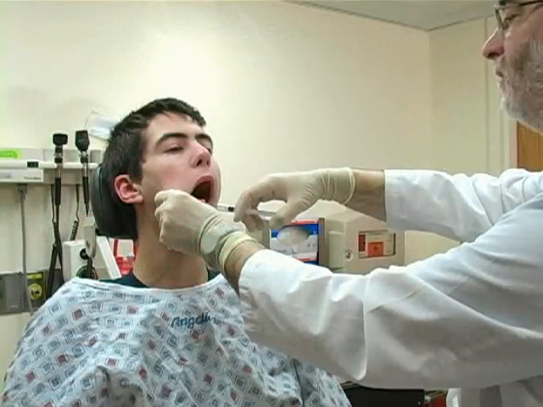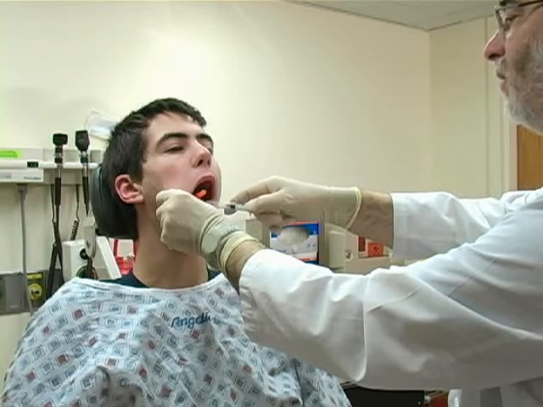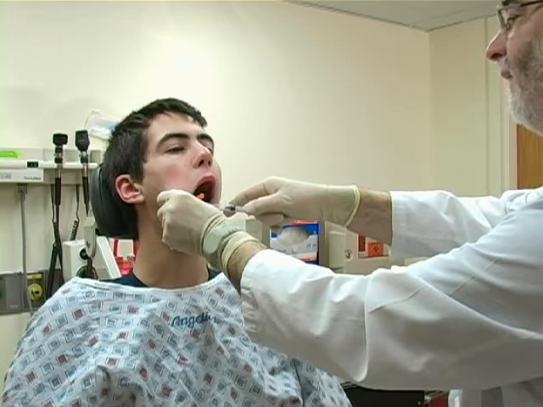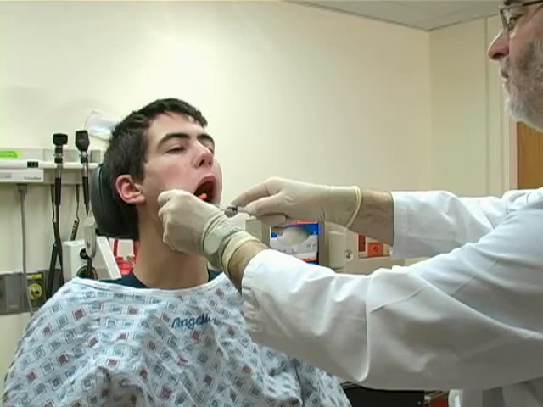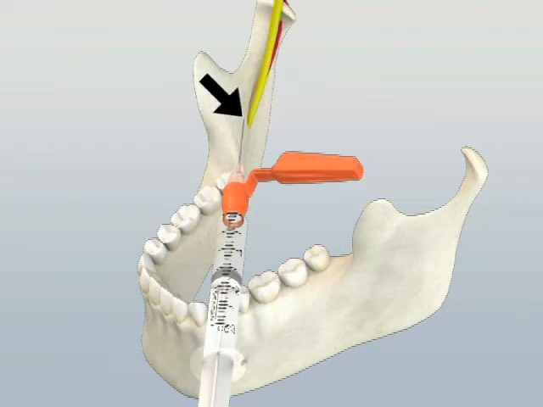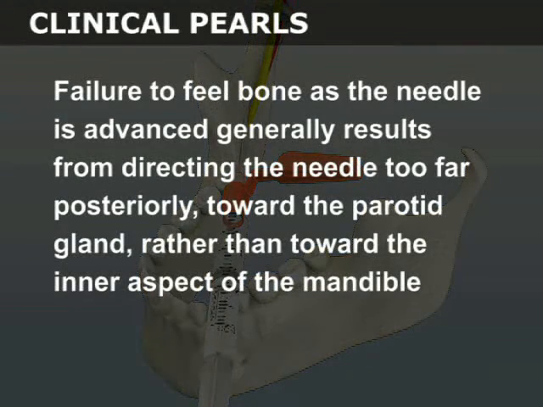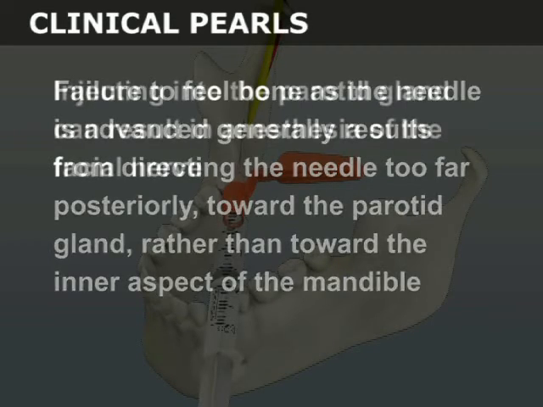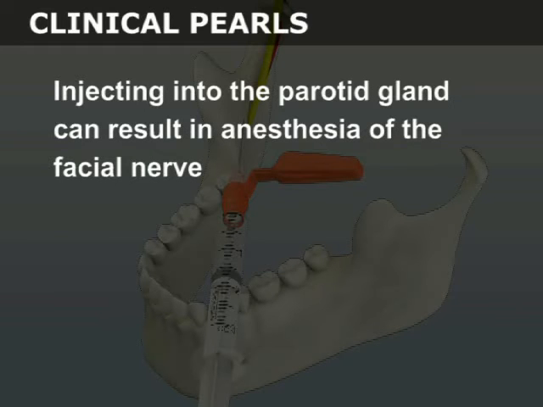Note the feeling that the needle makes as it passes through the ligaments and the muscles covering the internal surface of the mandible. Stop when the needle has reached bone, which signifies contact with the posterior wall of the mandibular sulcus. Failure to feel bone as the needle is advanced generally results from directing the needle too far posteriorly toward the parotid gland, rather than toward the inner aspect of the mandible. Injecting into the parotid gland can result in anesthesia of the facial nerve.